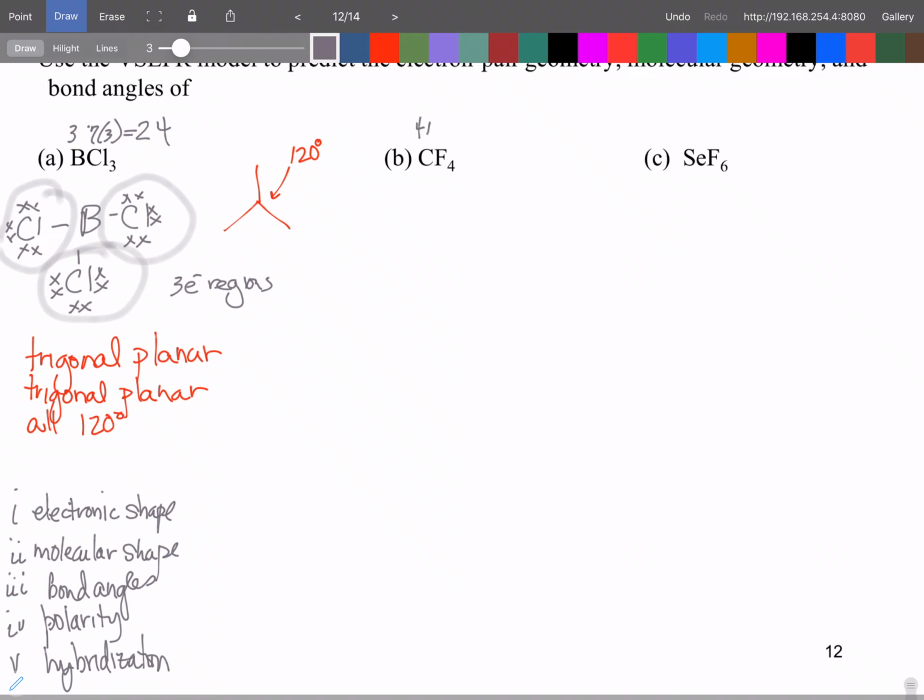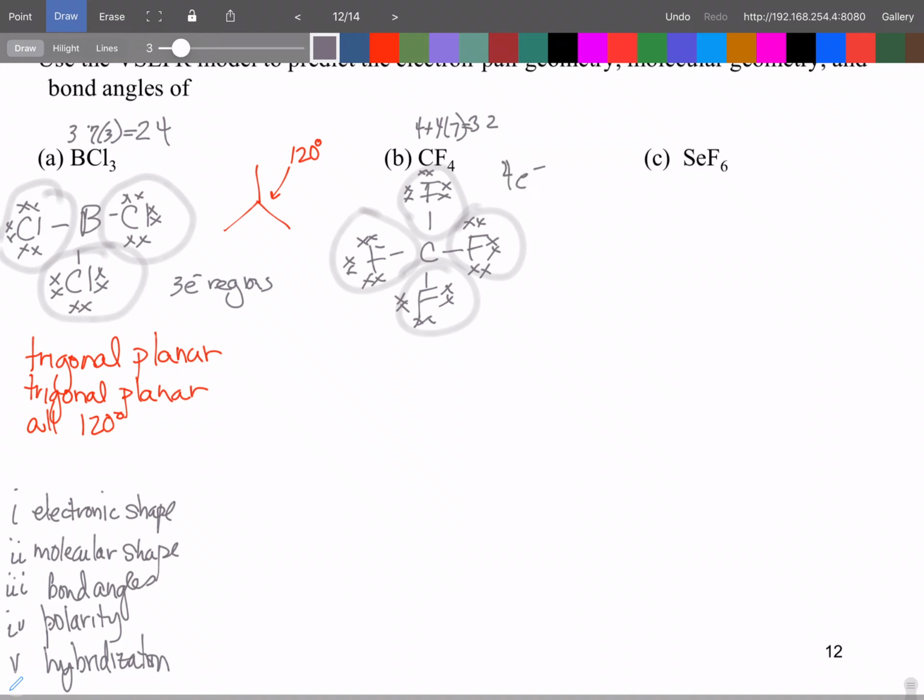So we have 4 plus 4 times 7, which is 32 electrons. I'm going to start with the fluorine on top, so I would leave enough room. So we have 32, so it's 2, 4, 6, 8, 10, 12, 14, 16, 18, 20, 22, 24, 26, 28, 30, 32. Again, I'll highlight it, and this is region 1, 2, 3, and 4. So we have 4 electron regions.